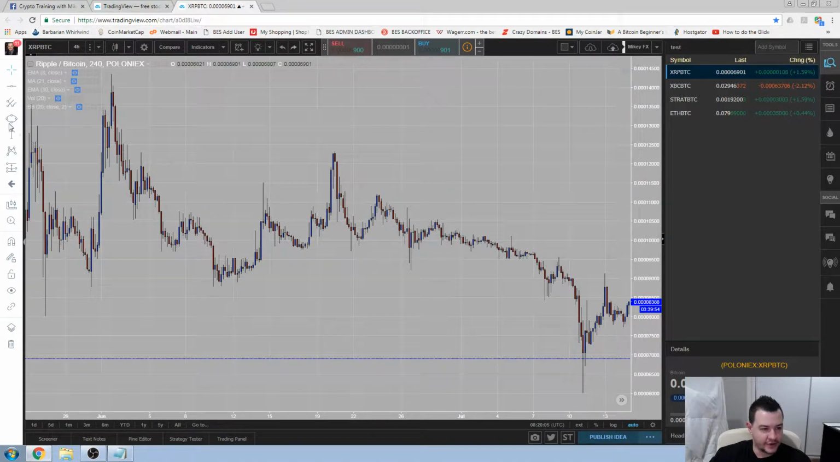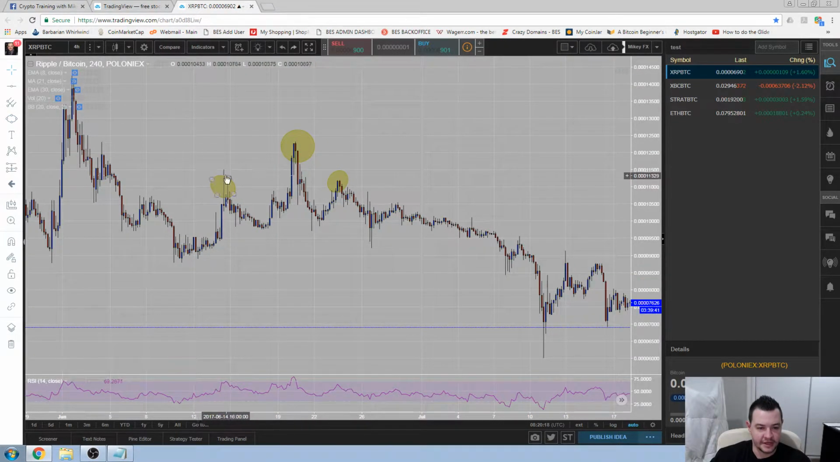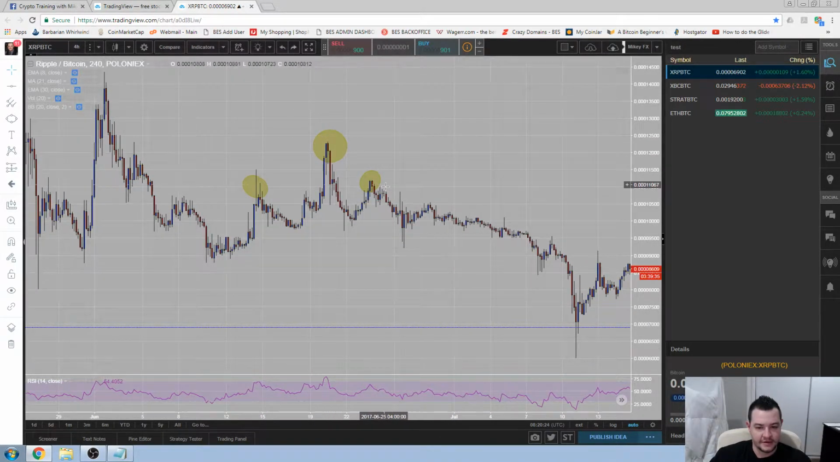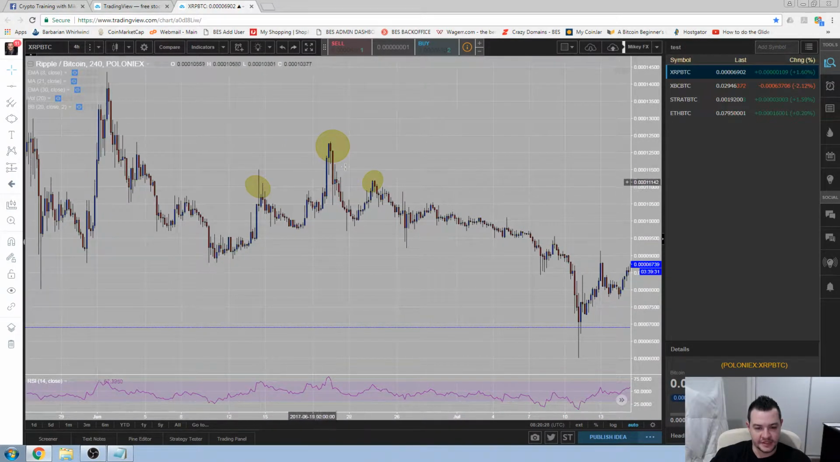So if we go to this point here, this is our left shoulder, this is our head, this is our right shoulder. Okay, so this is your normal, this is your shoulder, that's your head. And then price moves back down. So that's a normal head and shoulders.